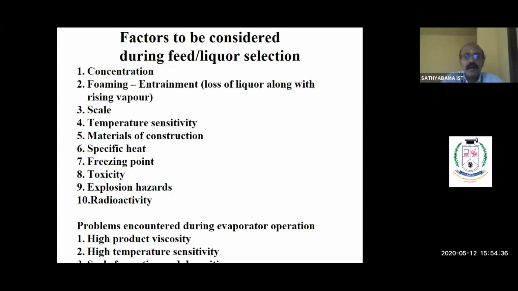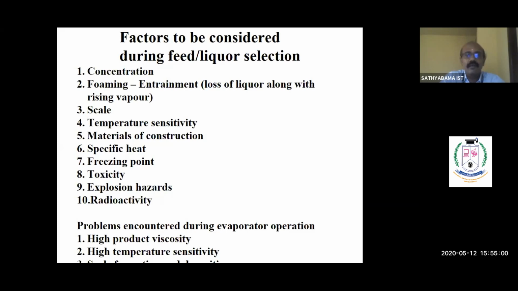The most common problems encountered during evaporator operation are high product viscosity. If the product is highly viscous, it may stick onto the tubes. Therefore, the expected product quality cannot be achieved, and the product efficiency will also be reduced. So we have to take care of that high product viscosity. Then, as already discussed, high temperature sensitivity, and then scale deposition, is also one of the major problems encountered during evaporator operation.